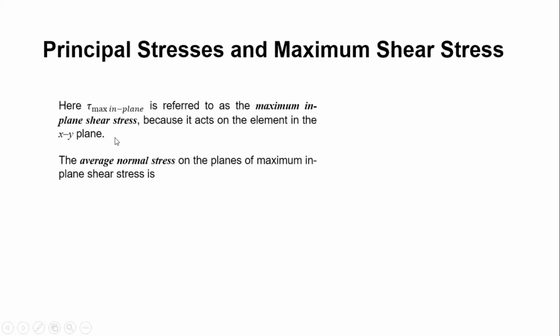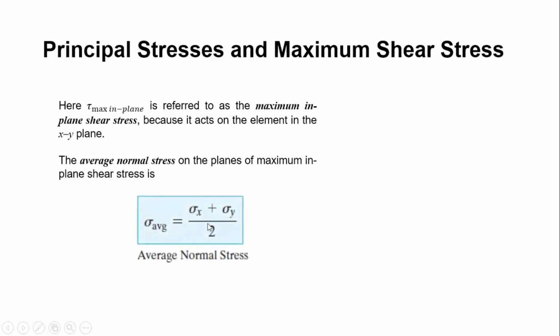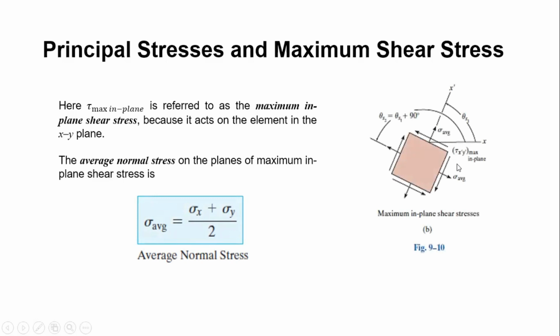So here, the tau max in plane is referred to as the maximum in-plane shear stress because it acts on the element in the xy plane. The average normal stress on the plane of maximum in-plane shear stress is sigma average, which is sigma x plus sigma y divided by 2. And this will be our denotation when it comes to the diagram.